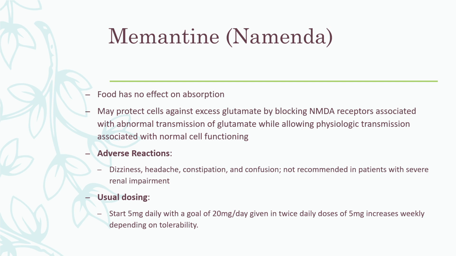Adverse reactions: dizziness, headache, constipation, and confusion. Not recommended with those with severe renal impairment. For dosing, we start about 5 milligrams a day with a goal of increasing up to 20 milligrams per day in divided twice daily dosings, and can increase by 5 milligrams each week depending on the tolerability.